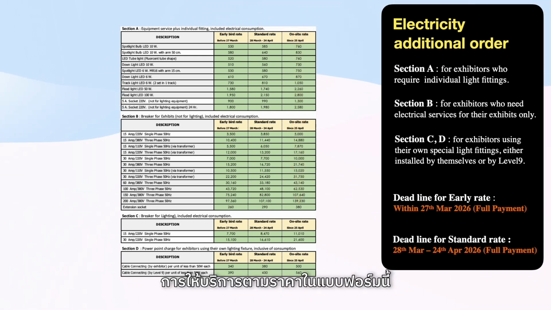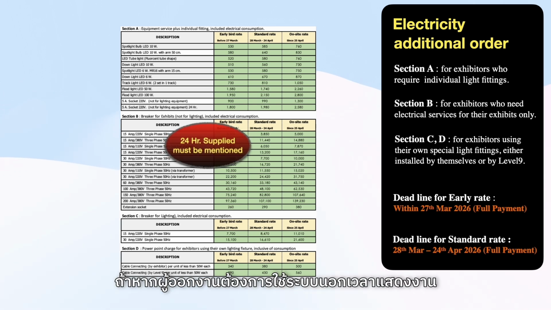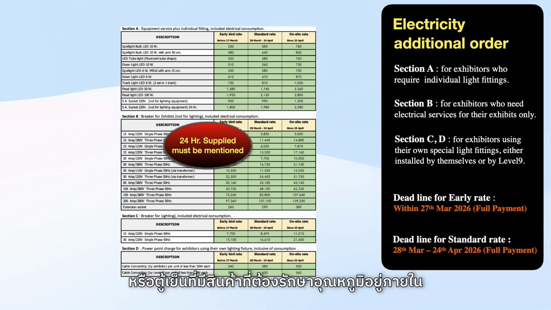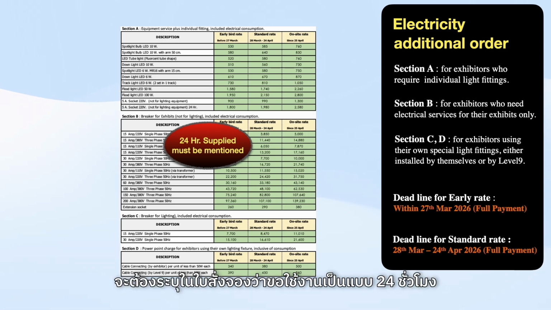The service provided in this form is based on the showtime schedule of the event. If the exhibitor requires services outside of the event schedule, such as, for example, CCTV or a refrigerator that needs to maintain a specific temperature, that needs the power all night, they must mention in the form that they require 24-hour service.